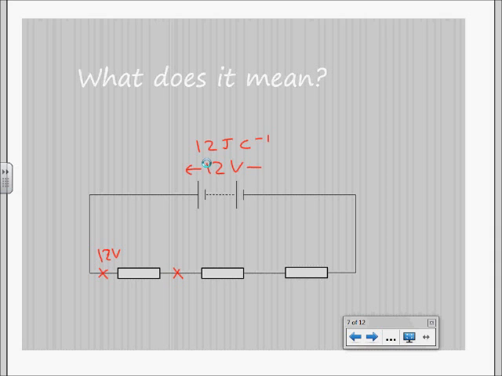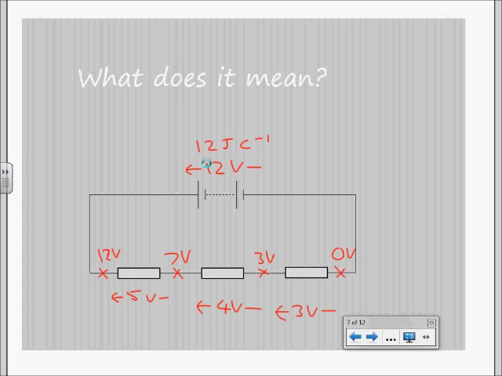Let's say that this point here is at 7 volts. Let's say this point here is at 3 volts, and that point there, where all the potential energy has been dissipated, would have 0 joules of potential energy left. So the potential difference there is 5 volts. The potential difference there, 4 volts. The potential difference there, 3 volts.